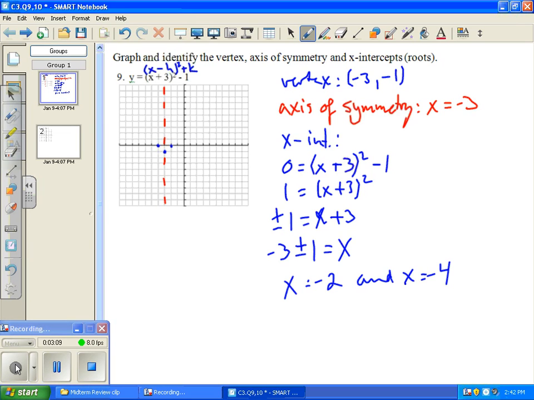Let's just find one more thing. Let's find our y-intercept so we can exactly know where the graph goes through the y-axis. So let's plug in 0 for x. So we have 3 squared minus 1. That's 9 minus 1, and that's 8. So 2, 4, 6, 8, right there. So we know it has to be on this side also of the axis of symmetry. And right there is our graph of this equation.